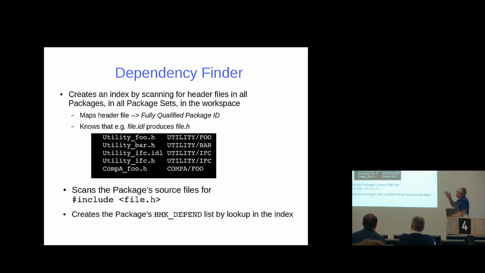But this dependency finder also knows that from an IDL file, there will actually be a .h file. So if you look at line number 3 and number 4 there, you can see there's the IDL file. That's an actual source file. The line number 4, that's a generated header file.